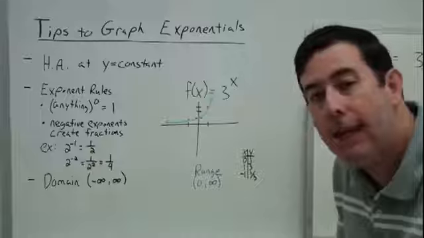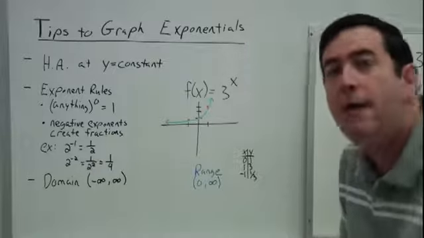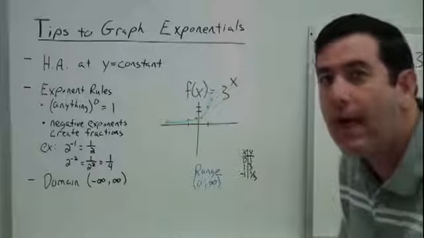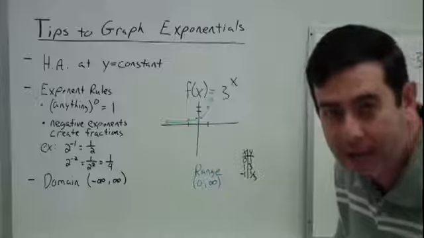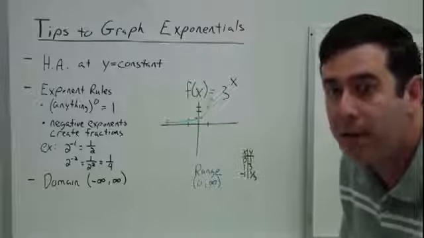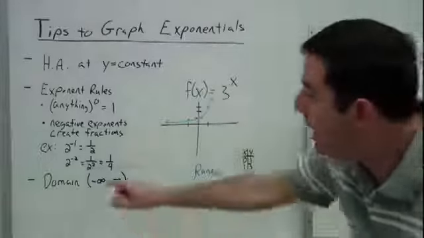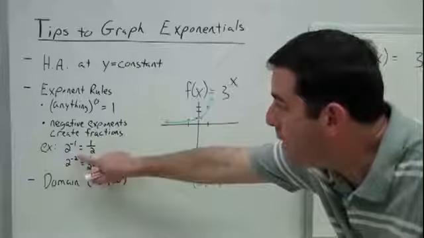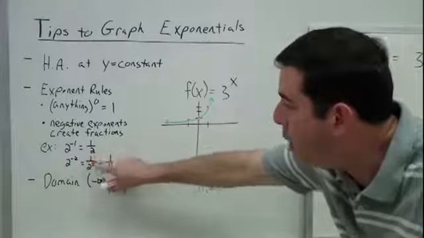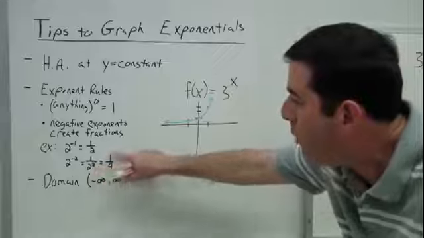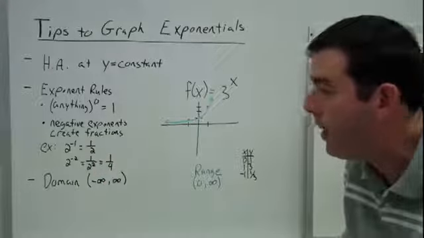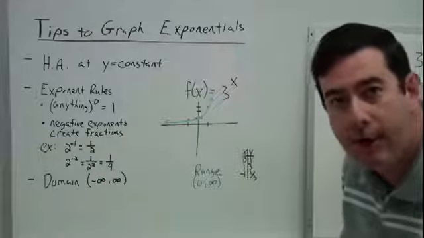Notice though that it is a positive 1/2. The negative in the exponent has no bearing on the sign of the outcome. Positive 1/2 was our value. If we do 2 to the negative 2, that's the same as 1 over 2 squared, which of course would be 1/4. Again, it's a positive value.